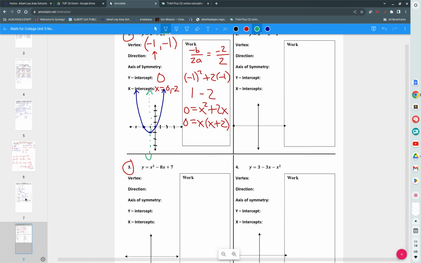What kind of line is this? Is it vertical or horizontal? Vertical lines have equation of x equals, because it passes through an x value. What x value does it pass through? So x equals negative 1 is my solution.